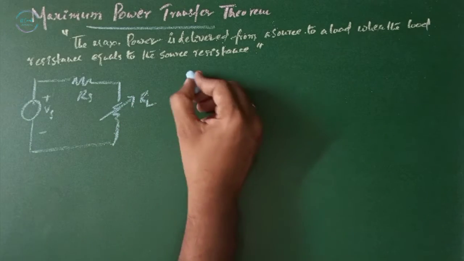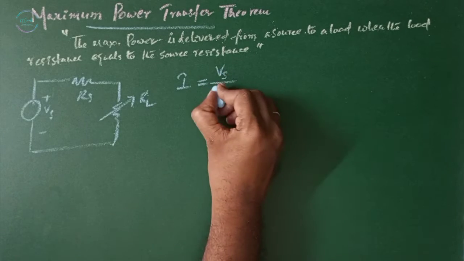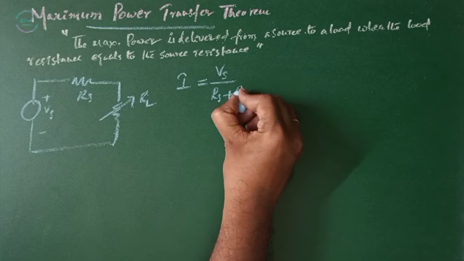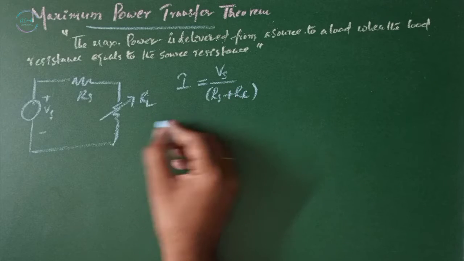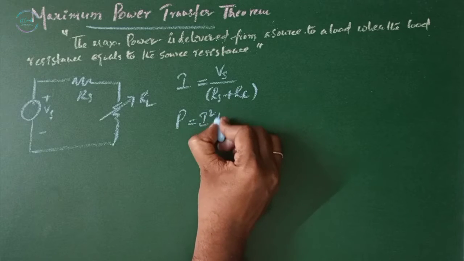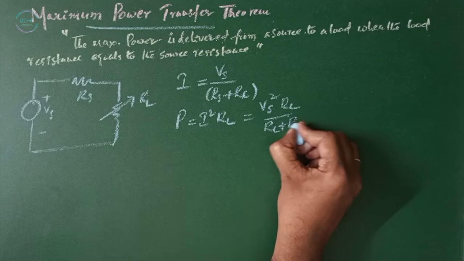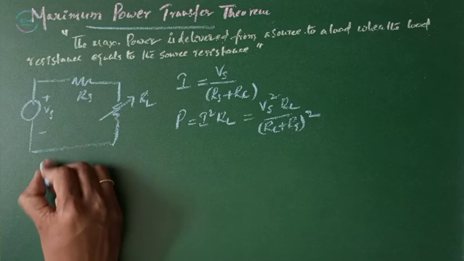Then the current in the circuit is given by I equals Vs divided by the total resistance, that is Rs plus RL. Then the power delivered to the load RL, that is P, equals the current squared times RL, which is Vs squared RL divided by (RL plus Rs) whole squared.